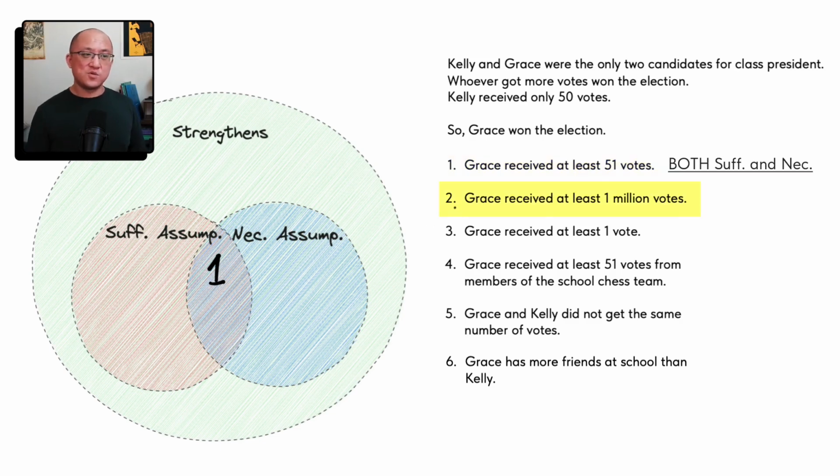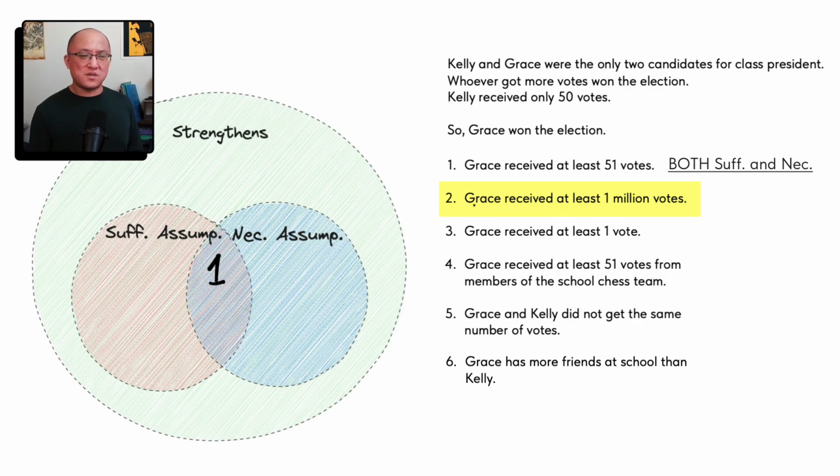What about number 2? Grace received at least 1 million votes. If that were true, she would have gotten more than 50, and so she would have won. So 2 is a sufficient assumption here. But is it necessary? What if Grace received only 999,999 votes? I mean, that's still a lot more than 50, so it wouldn't hurt this argument to say she got less than 1 million votes.